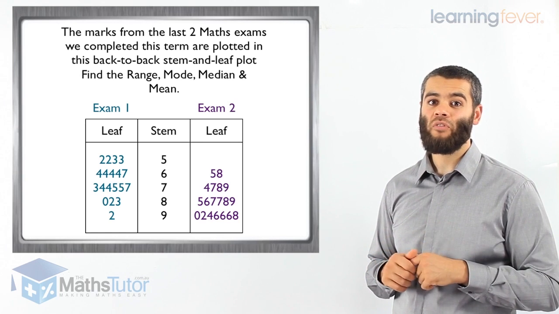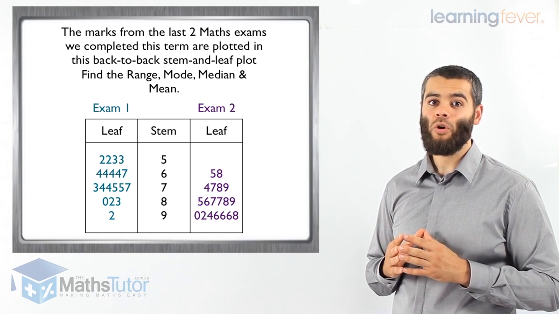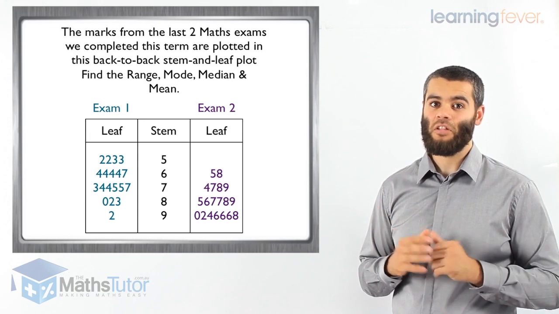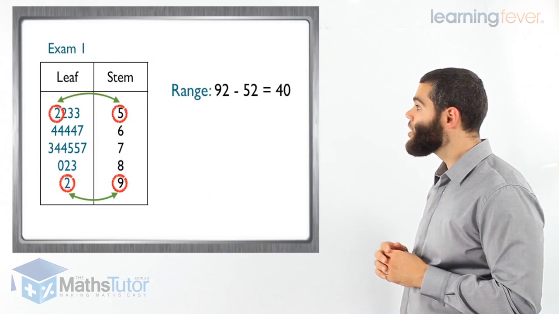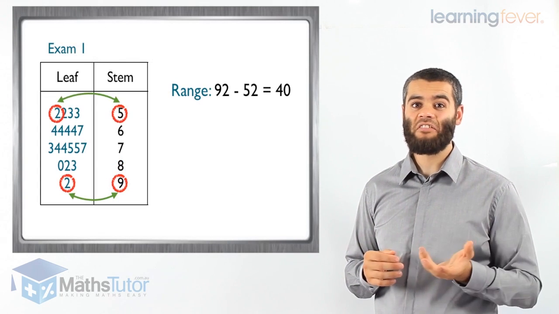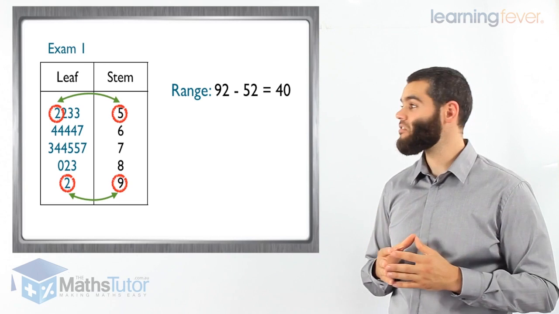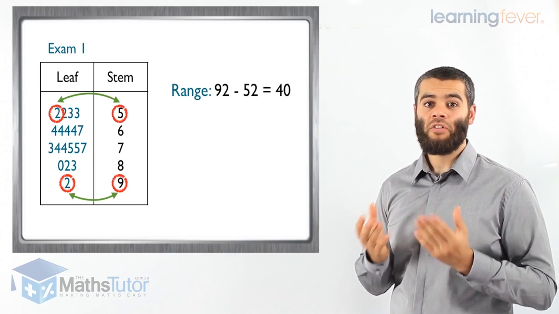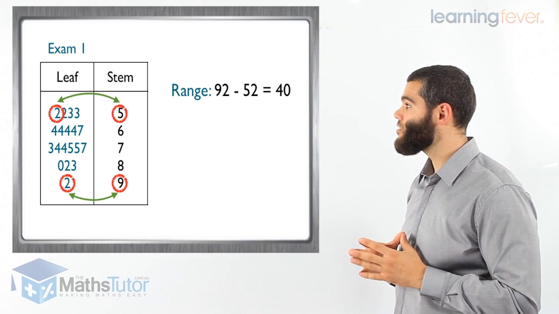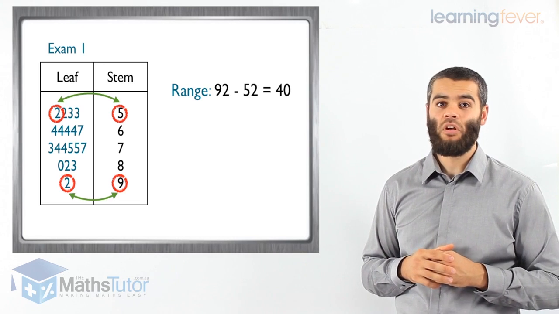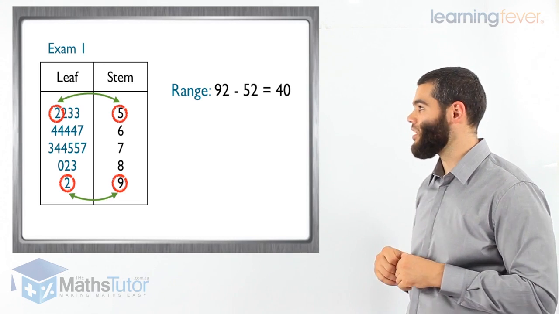Now we're going to find the range, the mode, the median and the mean for each test. Let's do test number 1. We are finding the range. We know that the range is the highest score take away the lowest score. The highest score in test number 1 is 92. Take away the lowest score, which is 52. So 92 take away 52, the range is 40.